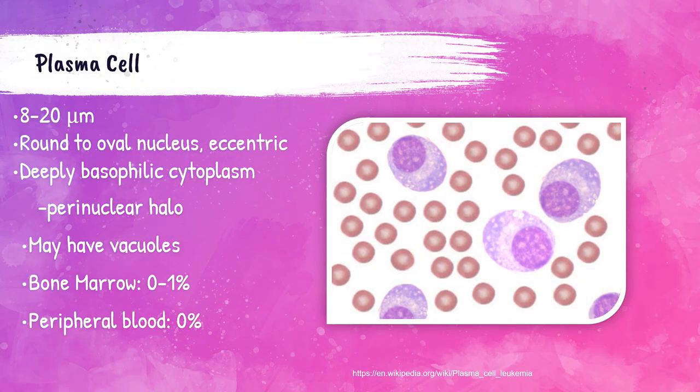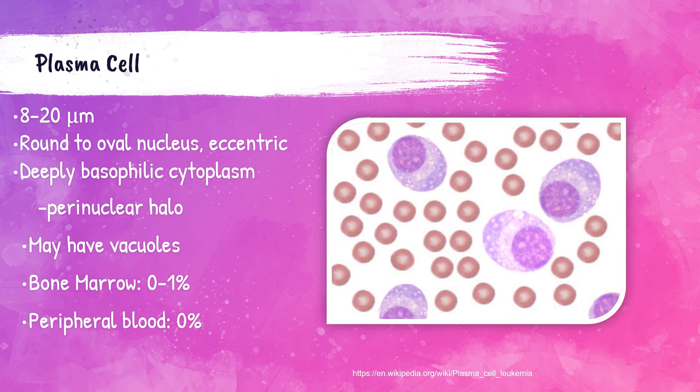Now, for the last slide of this presentation, we're going to talk about plasma cells. And plasma cells are differentiated B lymphocytes. Now, these are not normal to see in the peripheral blood, and if they are seen, a pathologist should get involved with the patient's care. They have a round oval nucleus, which is often eccentric, meaning it's pushed to one side of the cell. And they usually have a deeply basophilic cytoplasm, so a dark blue cytoplasm.